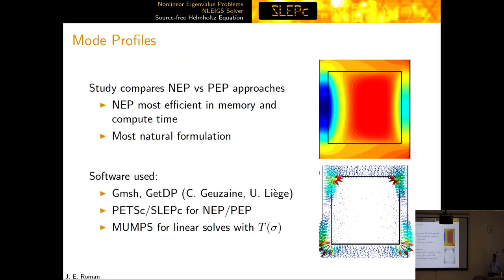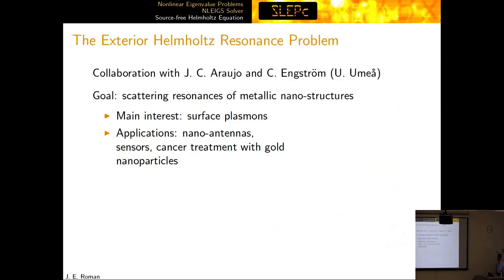So one conclusion of this collaboration is that there are several ways of solving this problem using nonlinear or polynomial problems, but the nonlinear solver is the most efficient in memory and computational time, and also it's more natural to use because the problem itself is rational. This application is done with Gmsh and GetDP, SLEPc for the eigenvalue problem, and we are using MUMPS for the linear solves. And the second application I want to show is very, very similar.